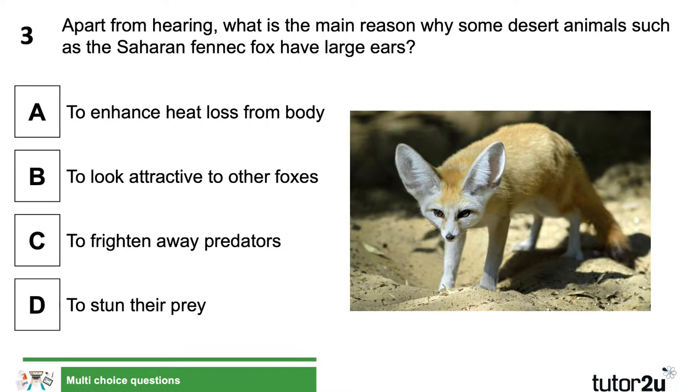And the correct answer is, in fact, A. It's to enhance heat loss from their bodies, because the ears provide extra surface area, so they can lose a lot of heat that way. So there may be other reasons. It helps them to hear better as well, but certainly to enhance heat loss. And several other desert animals have a similar adaptation. Right, question four.